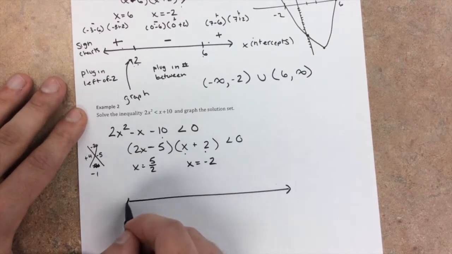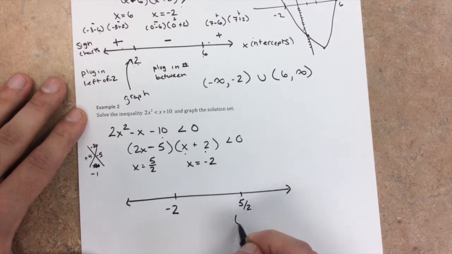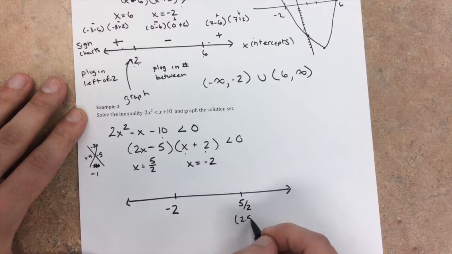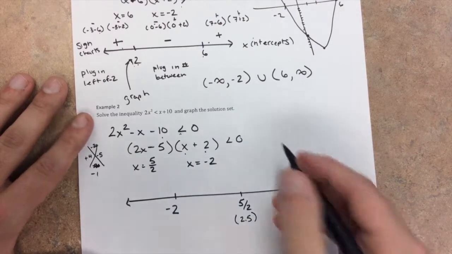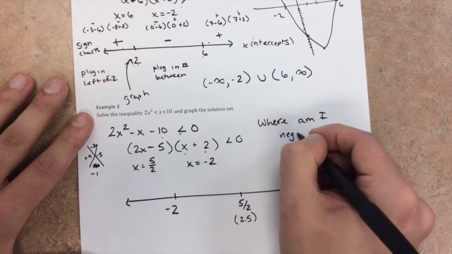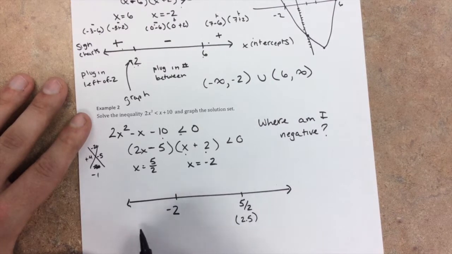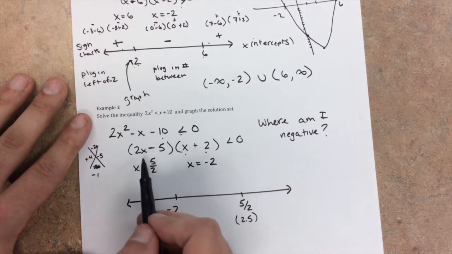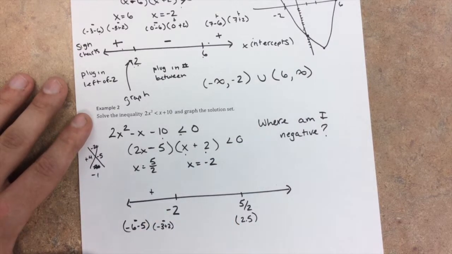So now I just take my number line. I'm going to plot my two points, negative 2 and 5 halves, which 5 halves is 2.5. And now I'm going to see. I want numbers less than 0. So where are the values negative? So if I pick a number to the left of negative 2, so negative 3. If I plug in a negative 3, that gives me negative 6 minus 5, which is negative. And then negative 3 plus 2, which is negative. So that gives me a positive.